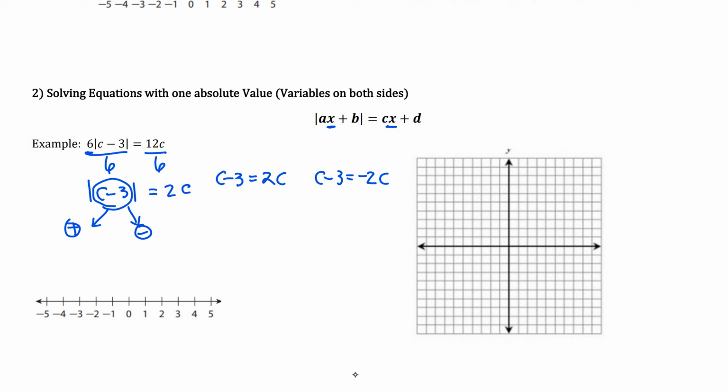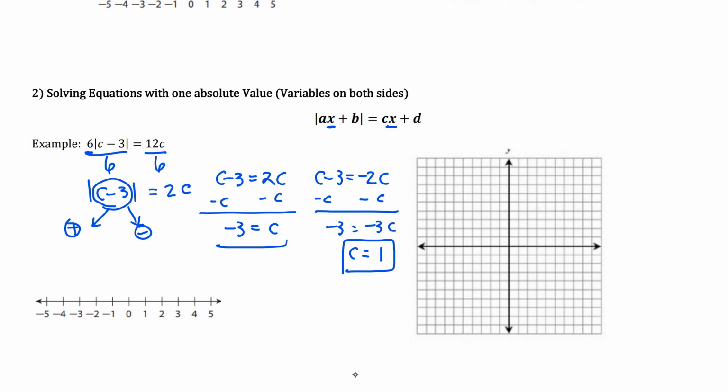Okay, so we subtract c both sides. That gives me negative 3 equals c. That's one answer. And this one, negative c, negative 3 equals negative 3c. So c could be 1. We have two answer choices.